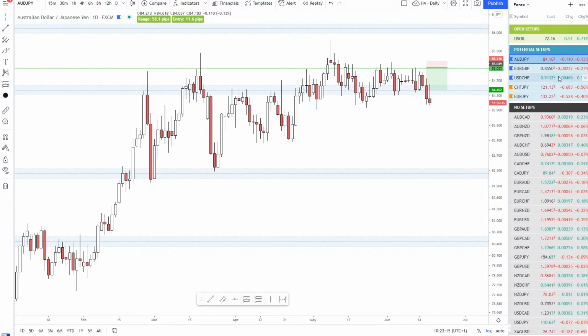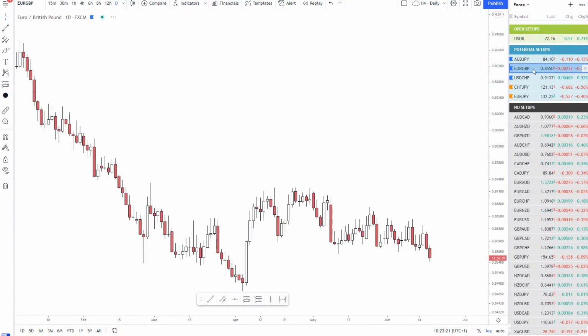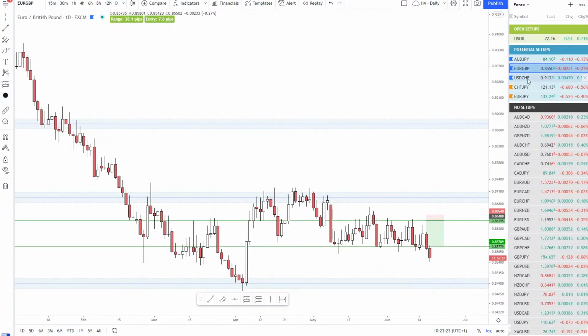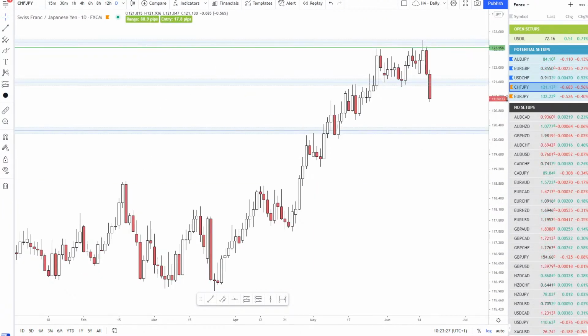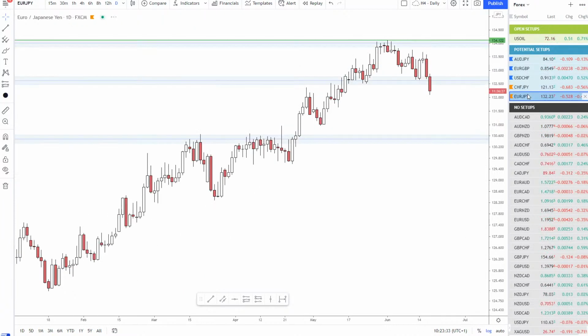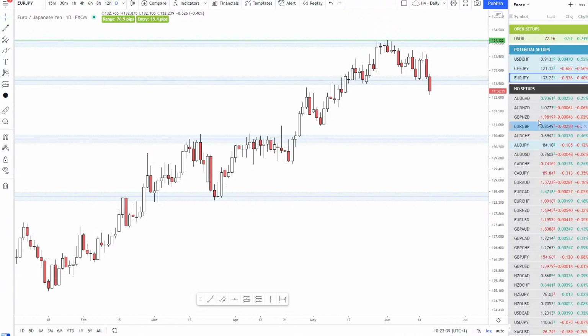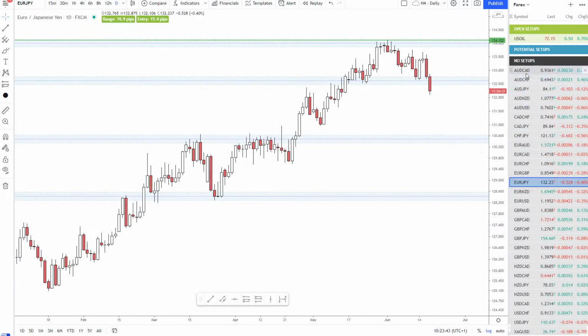First is AUDJPY. We were looking at this one yesterday for a potential range trade. But yesterday's FOMC news has caused some pretty crazy moves across the market, and pretty much all the trades we were looking at yesterday, none of them triggered, mind you, so they weren't lost trades, they were just potential trades that never triggered. So I'm going to take all of these off the list because they're no longer potential setups. And we'll just start again looking for new setups.